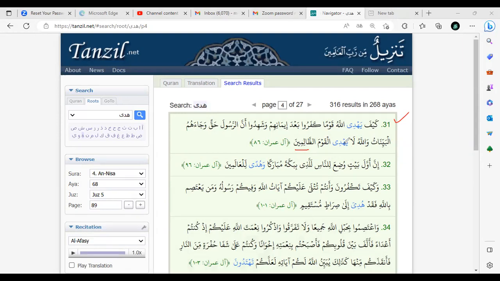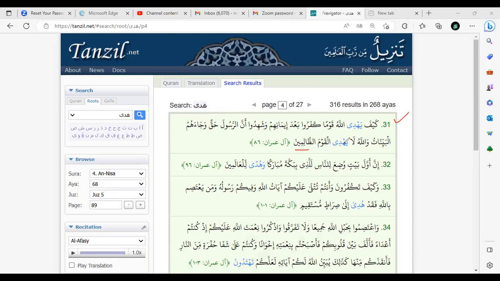Okay, now tell me, yahdi is which verb? Yahdi is fil mudare. What is fail? Fail is Allah, subhanahu wa ta'ala. And what is maf'ul? Maf'ul is qawman. Only qawman.